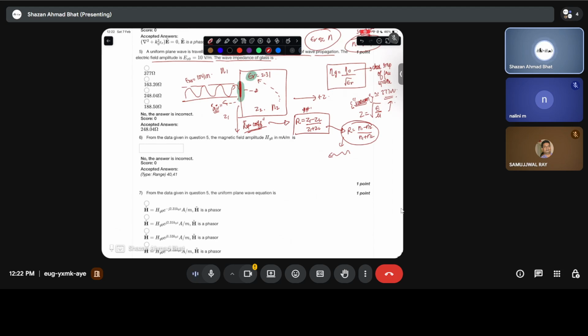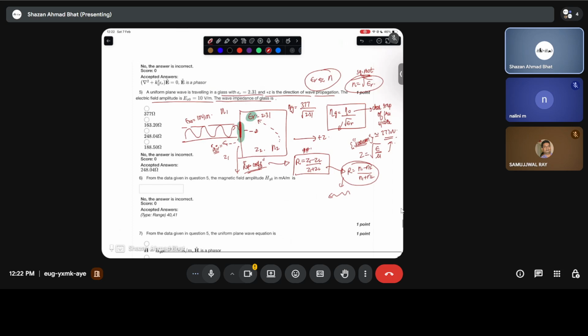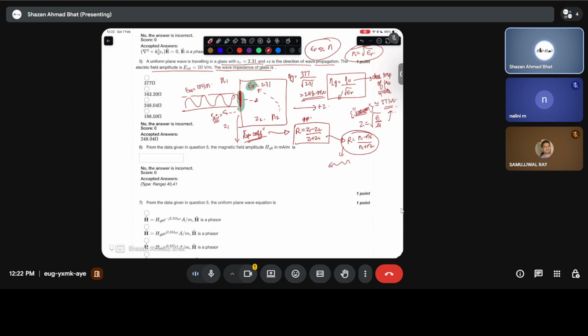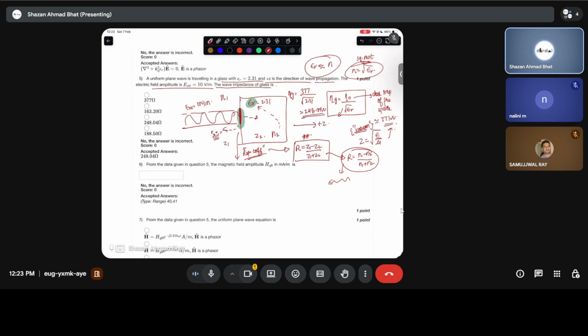Now we can solve this simple equation to find the impedance of the glass, which is 377 divided by the square root of 2.31, and it is going to give you 248.04 ohms. So this will be the exact impedance of the glass. What we are computing is the impedance of the glass. This is exactly what we are computing.